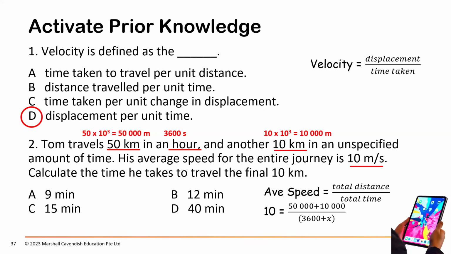The entire time takes 1 hour plus the unknown time that he takes to travel the last 10 kilometers. So I'll just take 3,600 seconds plus X, where X is the unknown time. If I were to solve the equation, I will get X is 2,400 seconds, which is also equivalent to 40 minutes. So the answer for this question is D.